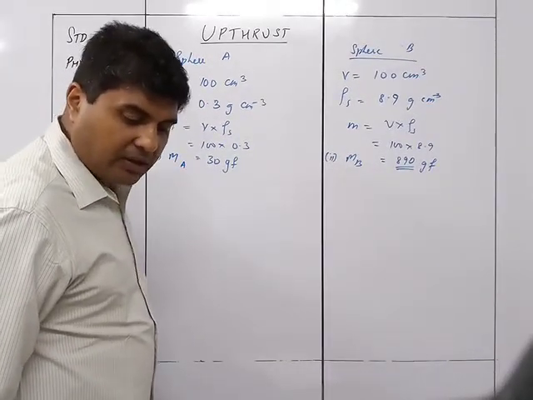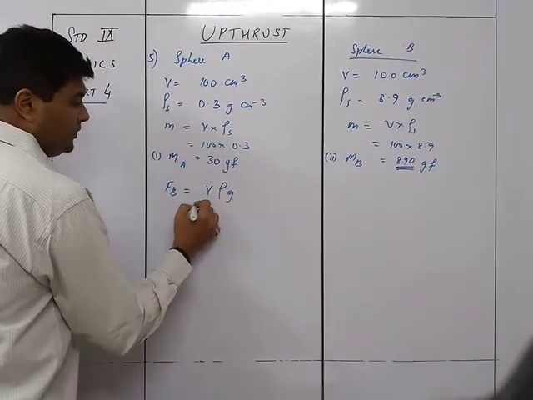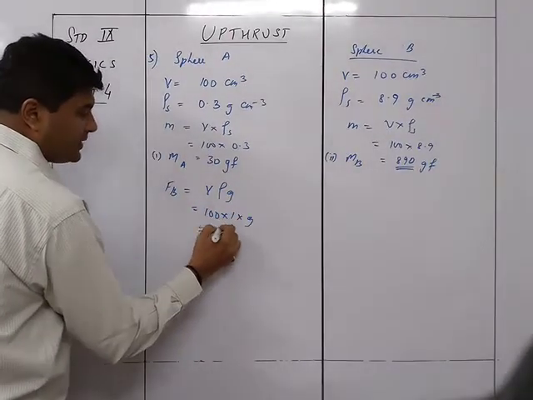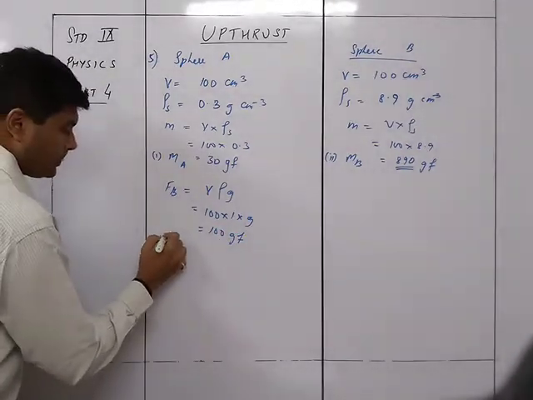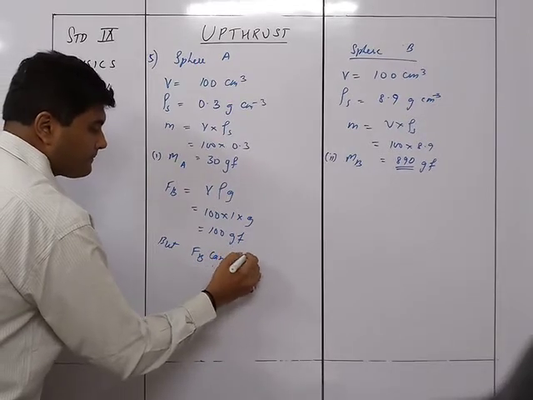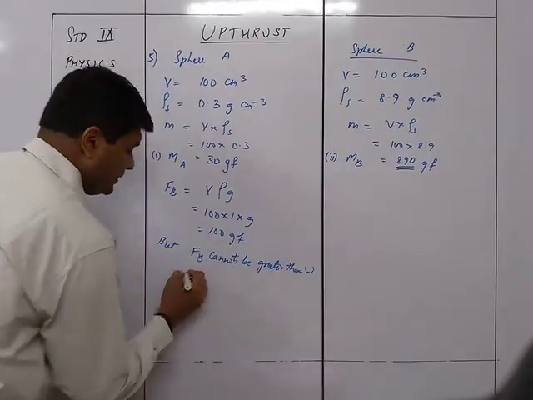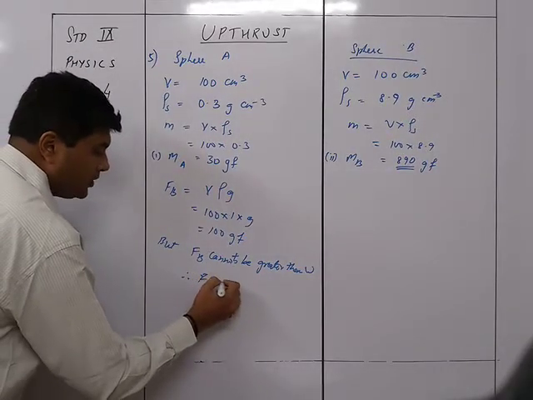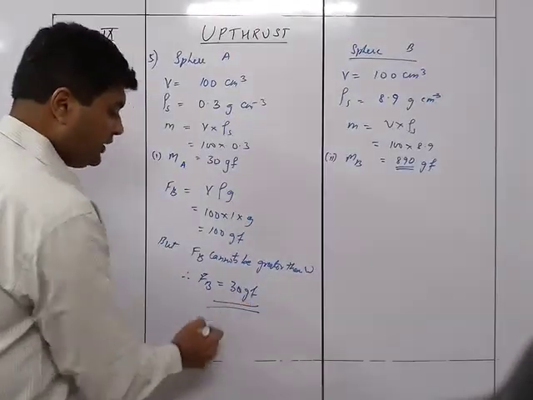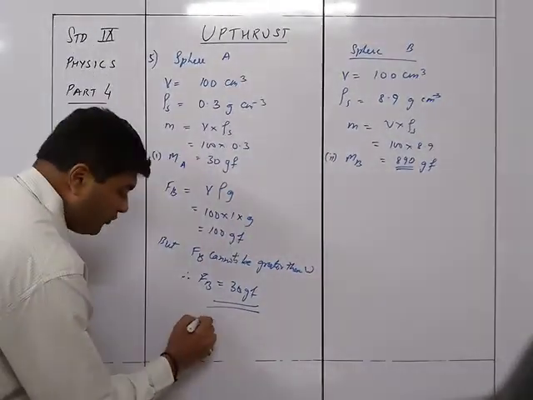We need to find the upthrust on each. Now upthrust FB is equal to V rho g, where V is 100, rho is 1, into g, which equals 100 gf. But FB cannot be greater than W. Therefore, FB will be equal to 30 gf. That is for sphere A, the FB will be 30 gf, and this one is going to float.